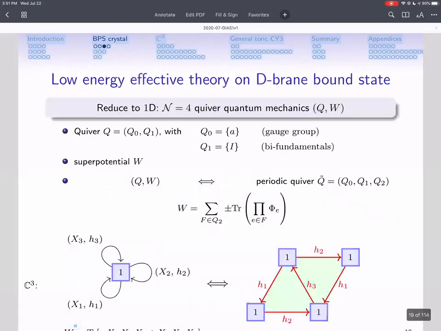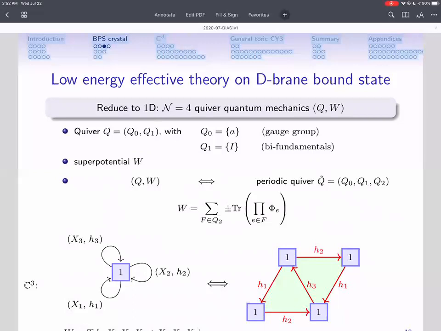To study these BPS states, you can look at the low energy effective theory on the bound states. In particular, you can reduce this 4D theory all the way down to one dimension. That gives the N=4 Quiver quantum mechanics. The entire information is in this Quiver and superpotential pair. The Quiver carries two pieces of information. One is a set of vertices, where each vertex corresponds to a gauge group, and the arrows between the vertices represent the bifundamentals that transform under these two gauge groups.